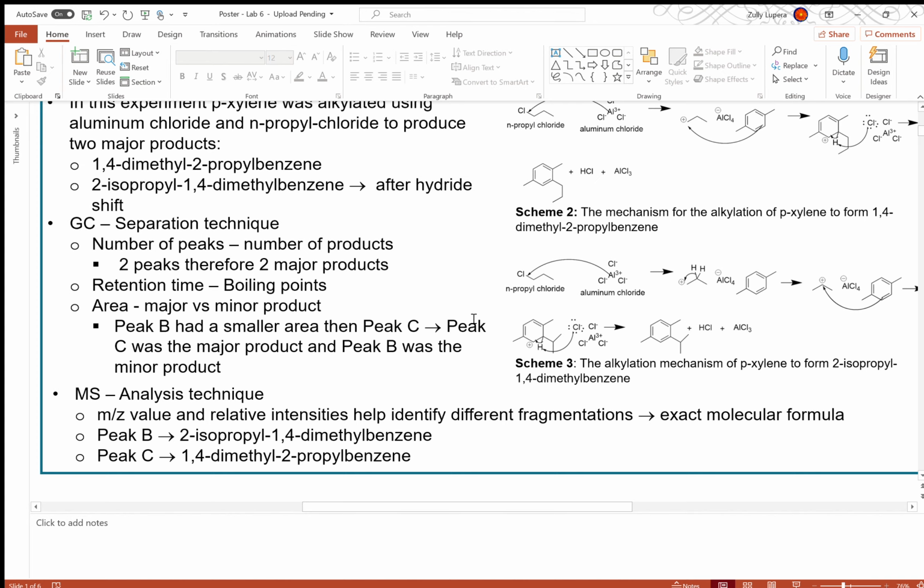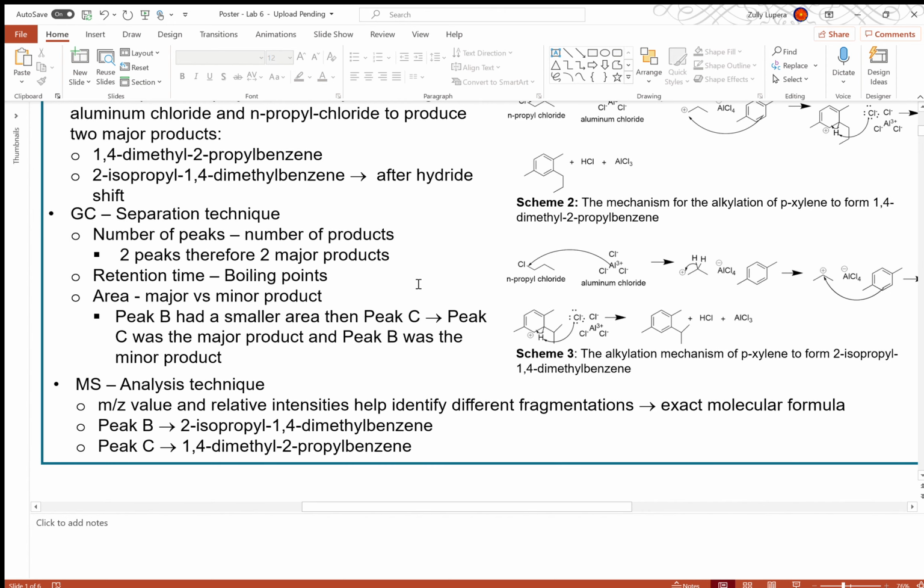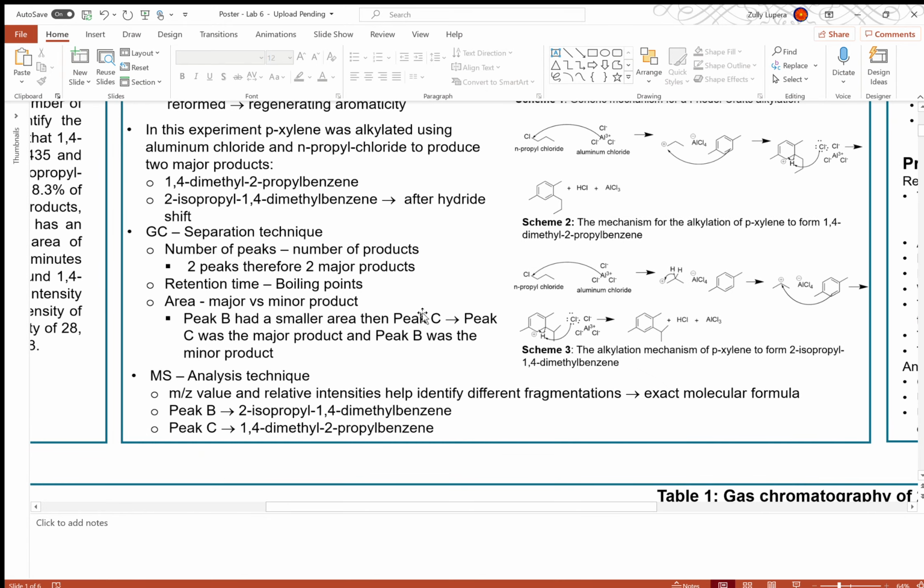We use gas chromatography, which is a separation technique. The gas flows through a column, and it records the retention time. The retention time depends on the boiling points. So higher retention times usually means that the product had a higher boiling point. We also have peaks in the gas chromatography, and the peaks determine the number of products. So in this experiment, we had two major peaks, therefore we had two major products.